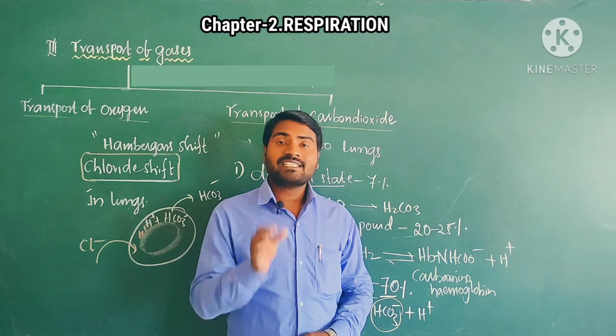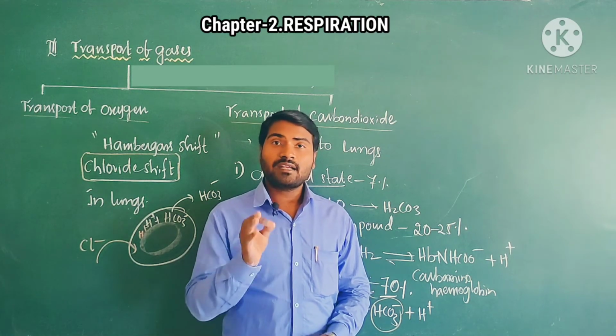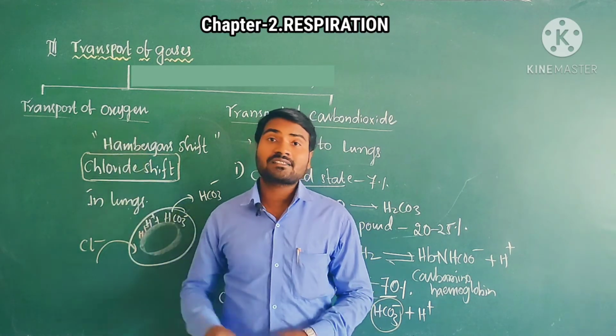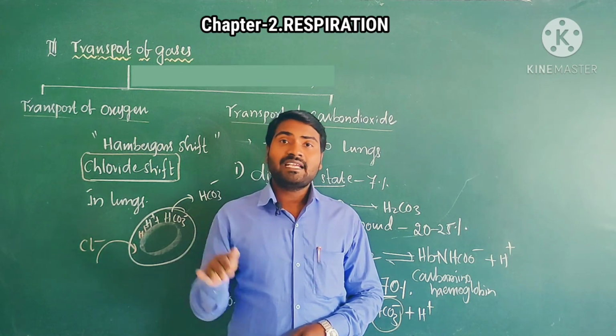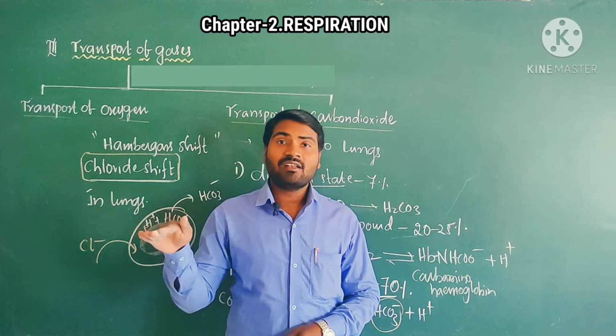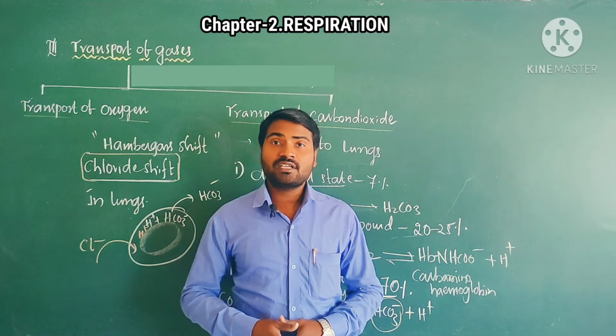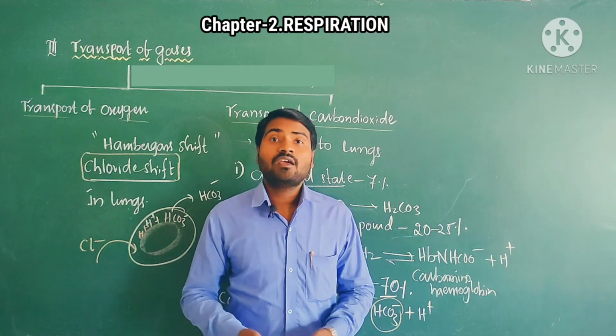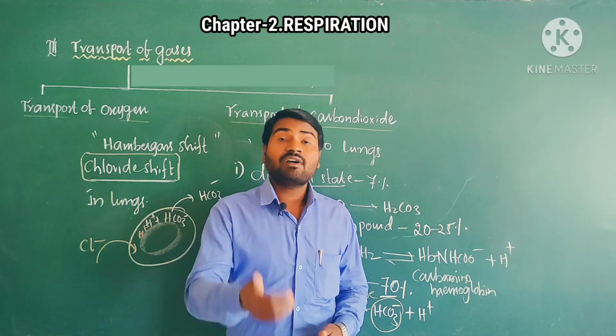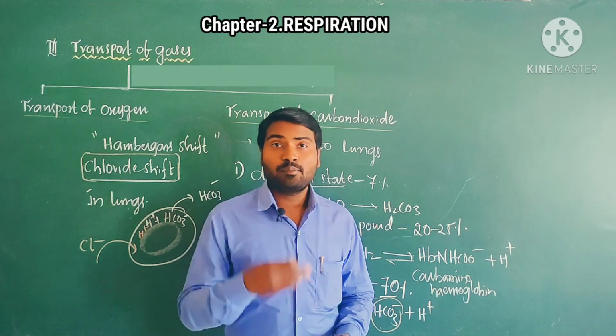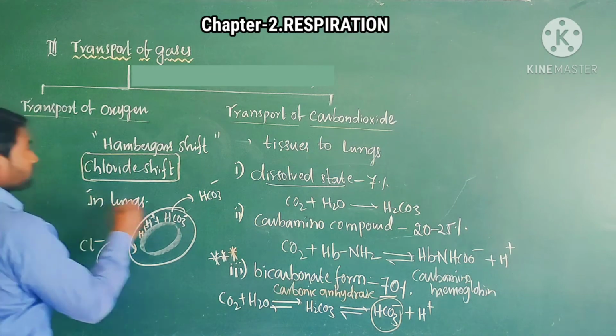In the textbook, a small do you know box is given. That also we have to remember about oxygen. At normal conditions, at sea level, atmospheric pressure is 760 mm of Hg. At that pressure only we breathe properly. We breathe 21% of oxygen. How much percentage?